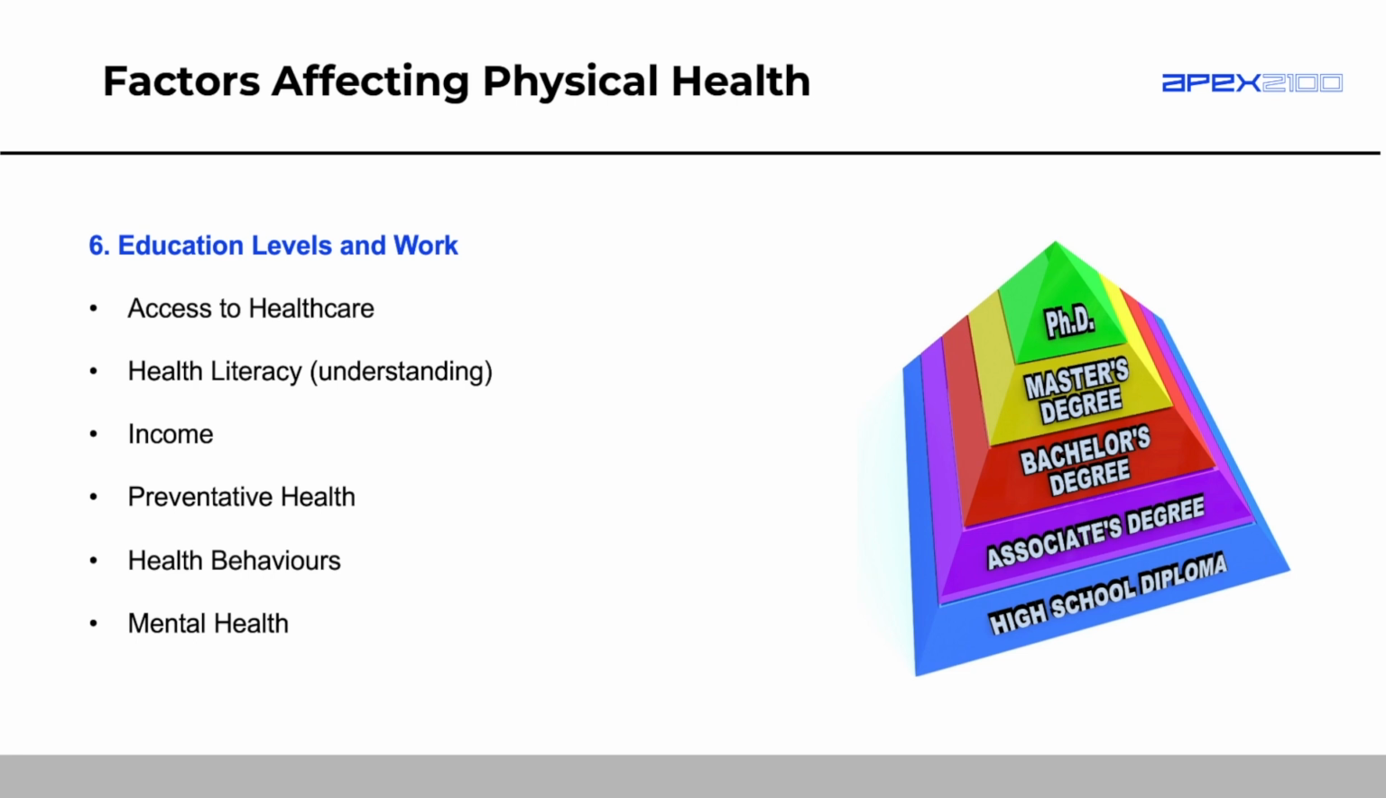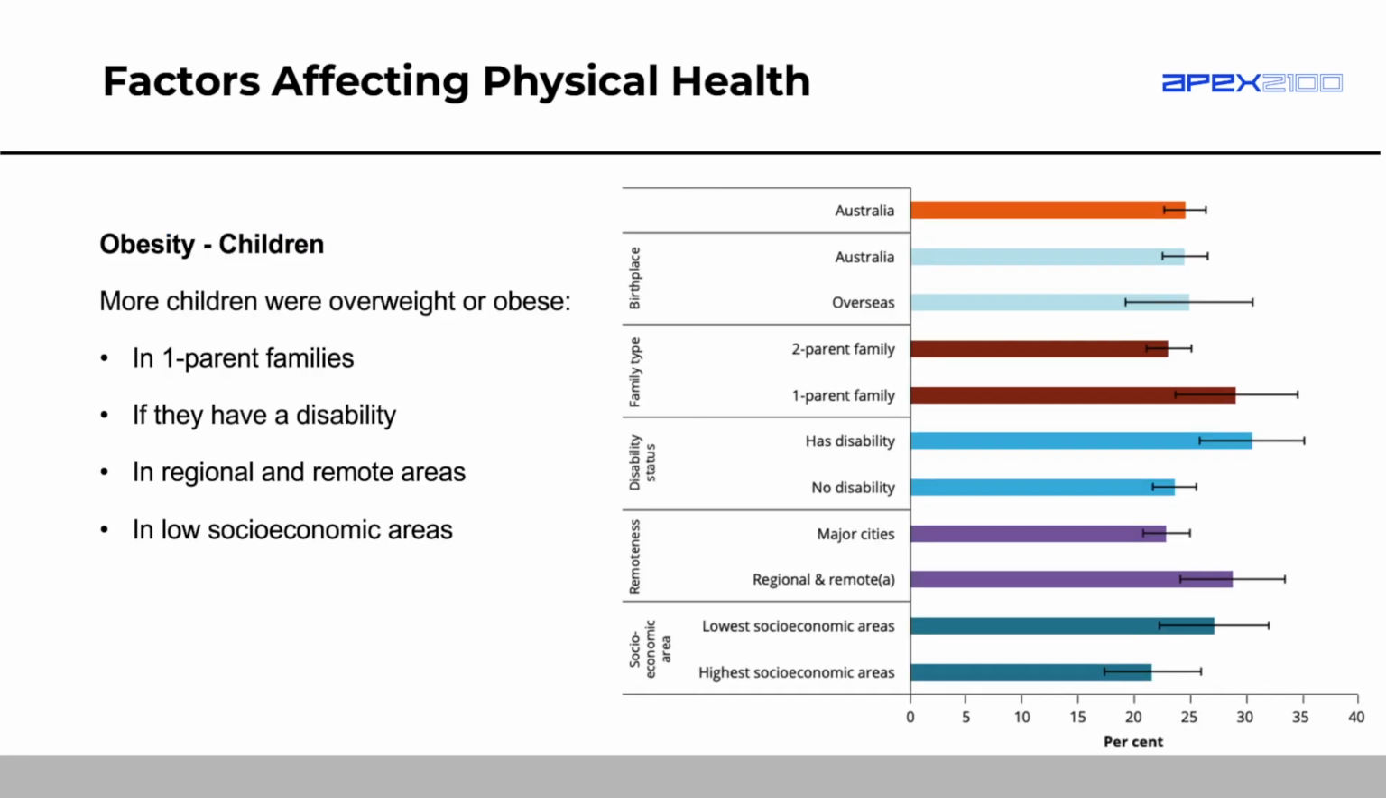So it's not black and white. It's just something that's been noticed over time. This is quite an interesting slide as well. So just to show you, this graph here is looking at childhood obesity, the percentage of children who are overweight or obese in Australia particularly. And we can see some interesting comparisons.